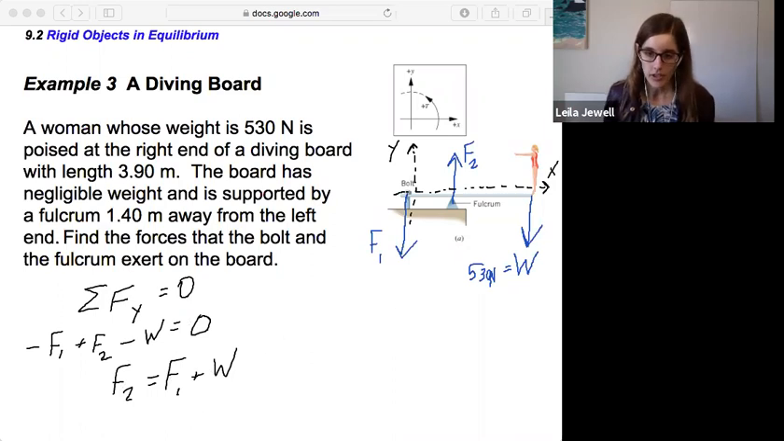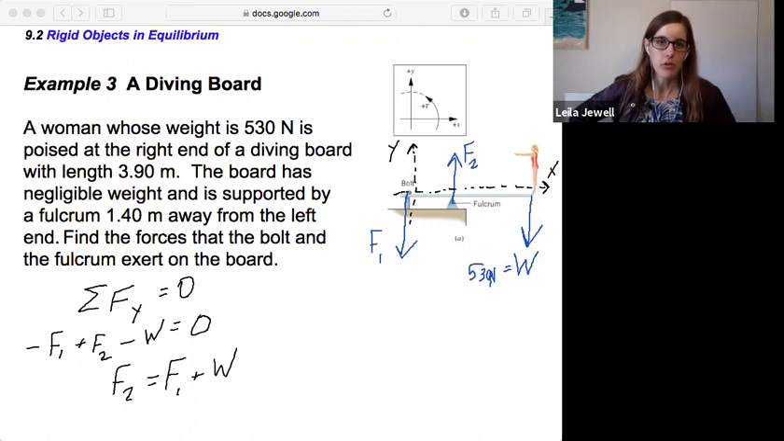Next up in our strategy is looking at the torque. Now that we've applied Newton's second law, the sum of the forces is equal to 0, we need to sum up the torques. And for summing up the torques, we choose a convenient axis of rotation.